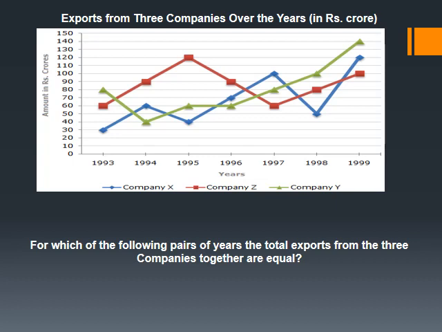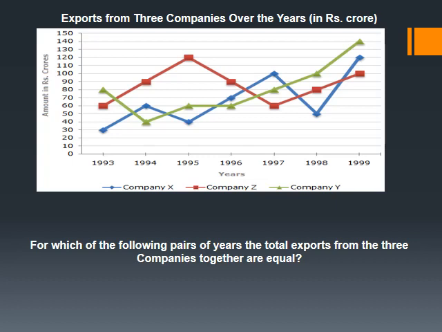That means there are some years in which the total exports from the three companies together are equal. In 1993, the three companies' exports we have to add all of them. 1994, the three companies' exports, we have to add all of them. Like that, from 93 to 99, all three companies' exports should be added for each year to find out which years are the same.